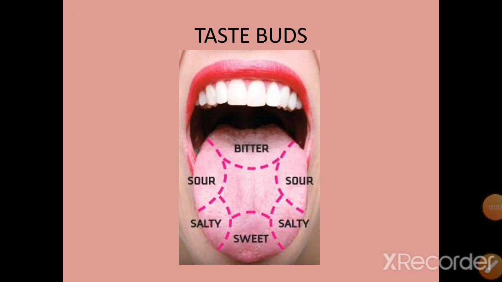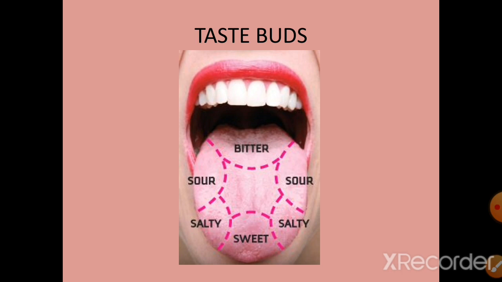So next we have taste buds. They are the different buds present on your tongue. There are different regions here. You can see it is labeled: bitter, sour, salty, sweet. So you can try at home. Take any food, and you can take a sugar solution of water. You can take a salt solution of water. You can try lemon juice, and you can try a bitter thing like bitter gourd or neem.